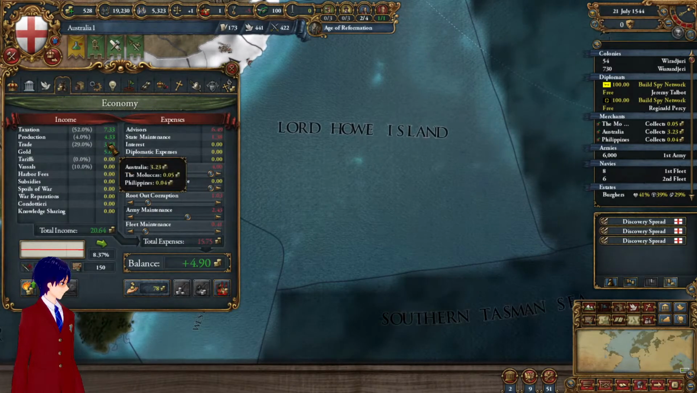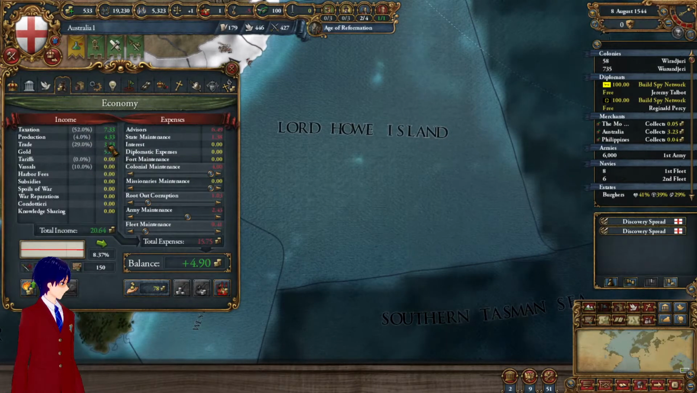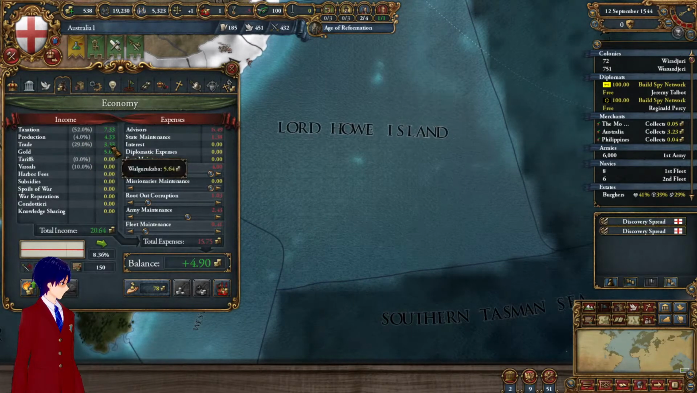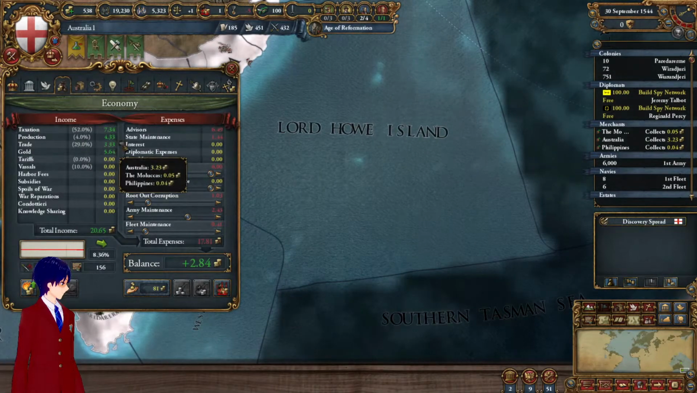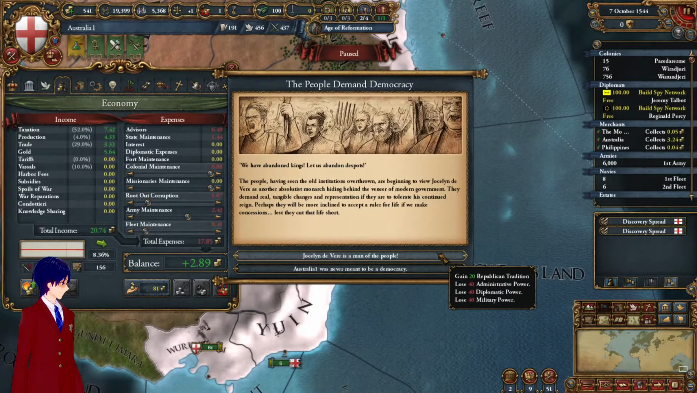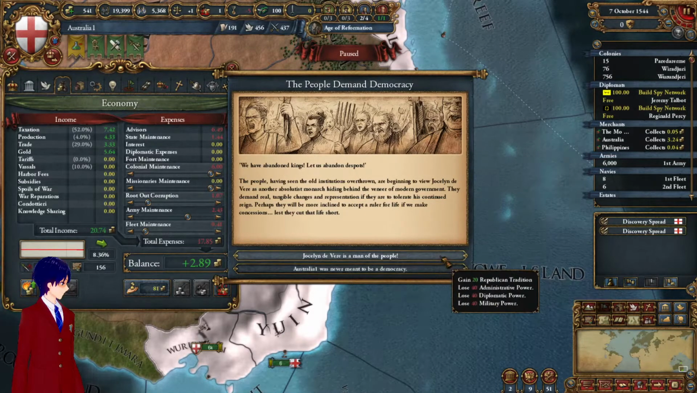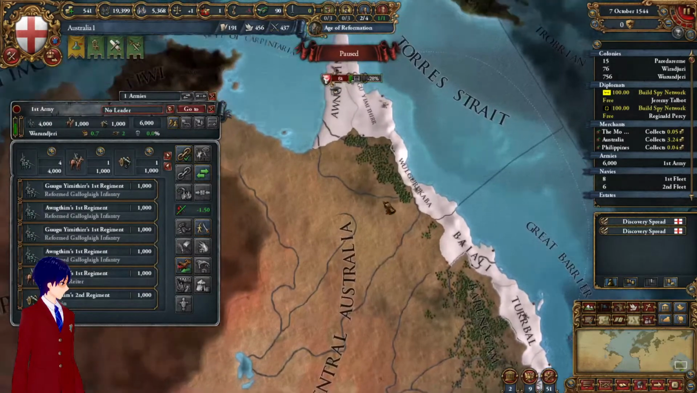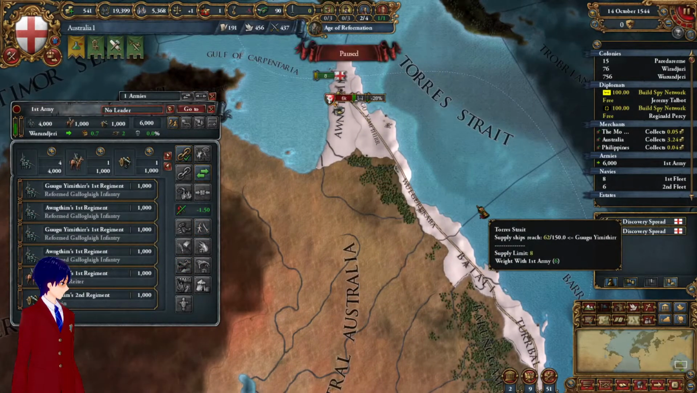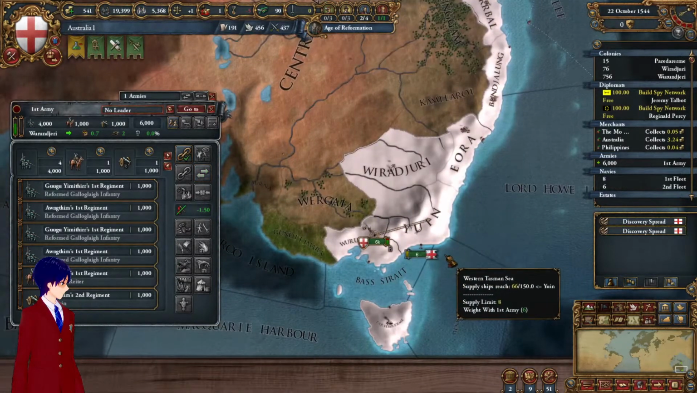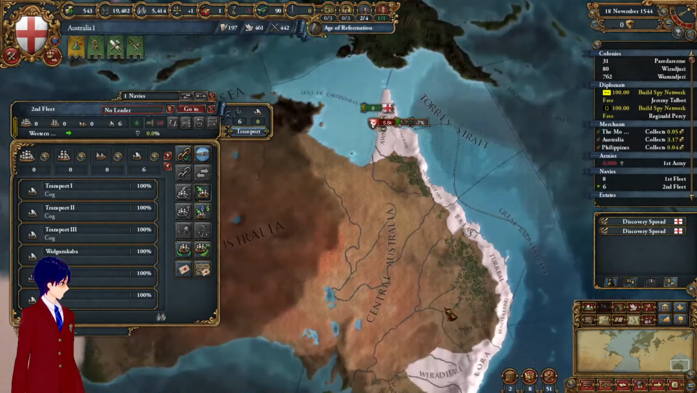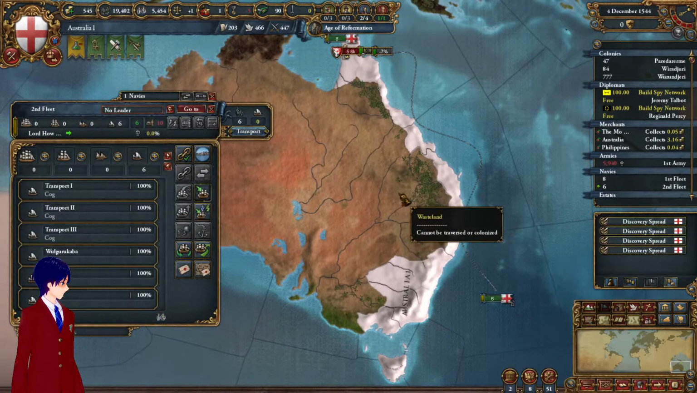Oh, son of a... Oh, bloody hell. So that's not how it works, eh? Oh, you know what? I remember what it is now. People demand democracy. That's okay. We'll do this the old-fashioned way. Democracy at the end of a gun. End of the barrel of a gun. That's and trade at the end of the barrel of a gun. Yes. Exactly.